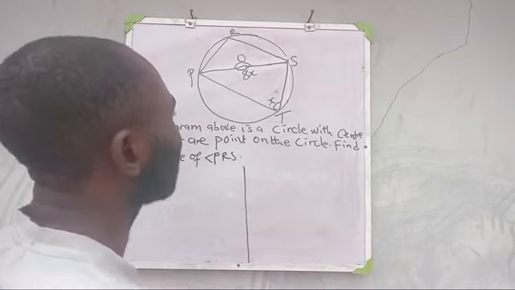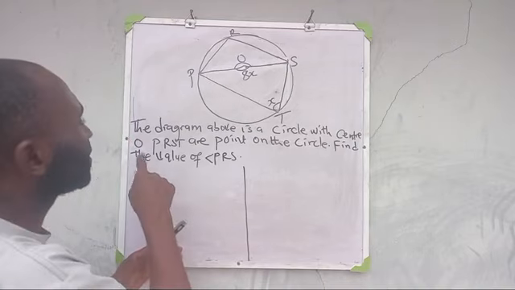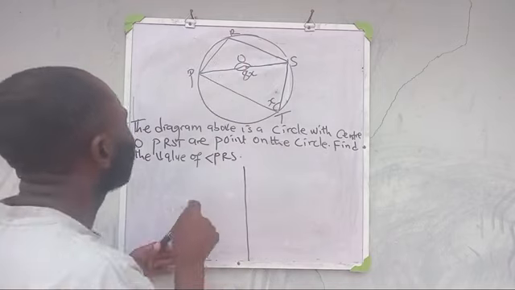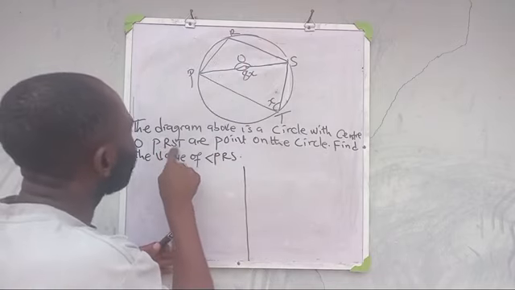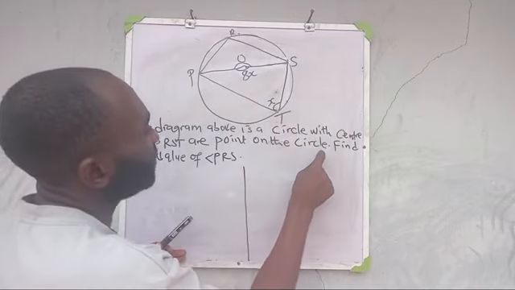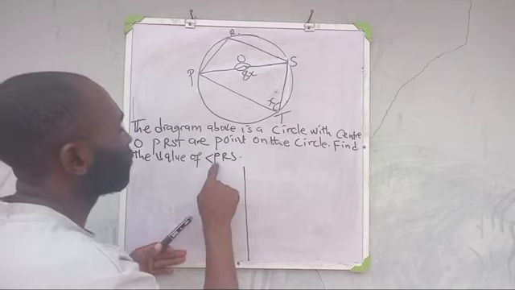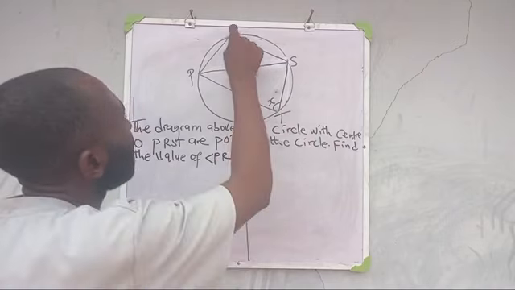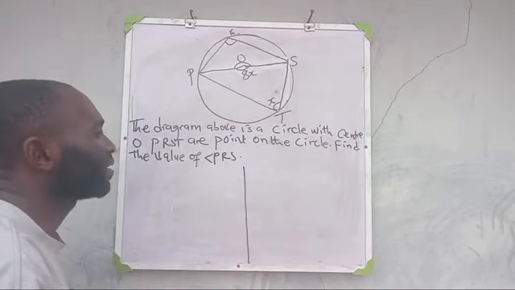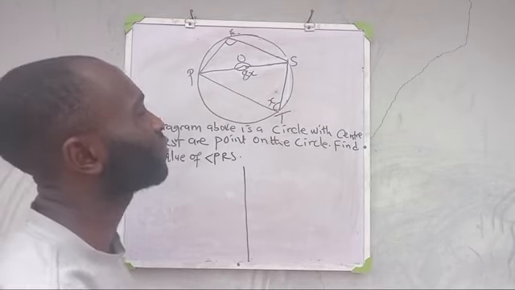When you have a question like this, the question says in the diagram above is a circle with center O. This is the center O here. P, R, S, T are points on the circle. Find the value of PRS. That is, the question is asking you to find this angle here.